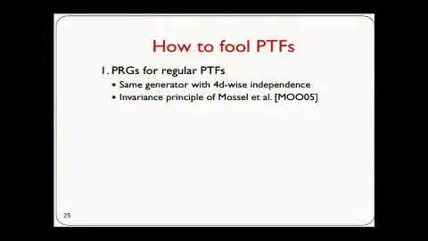Before going further about half-spaces, let me say a couple of words about how to fool general low-degree polynomial threshold functions. The high-level approach is the same as for half-spaces, in that we first look at regular polynomial threshold functions. We use the same generator, where instead of using 4-wise independence in each block, we use 4d-wise independence, where d is the degree of the threshold function you're trying to fool. And instead of using the Berry-Esseen theorem to analyze the construction, we use the invariance principle of Mossel, O'Donnell and Oleszkiewicz.